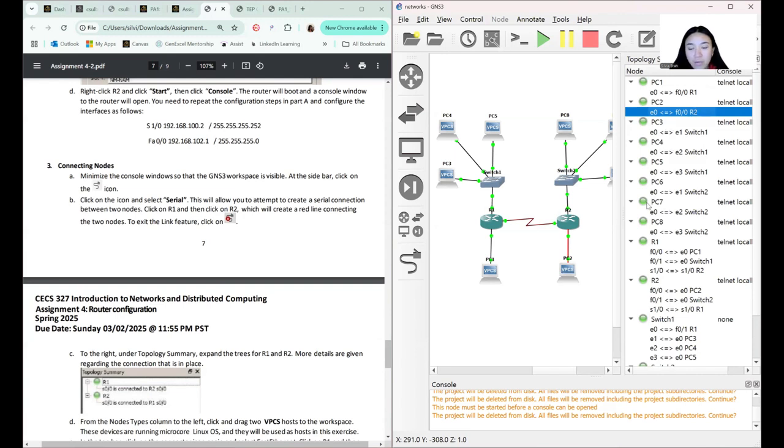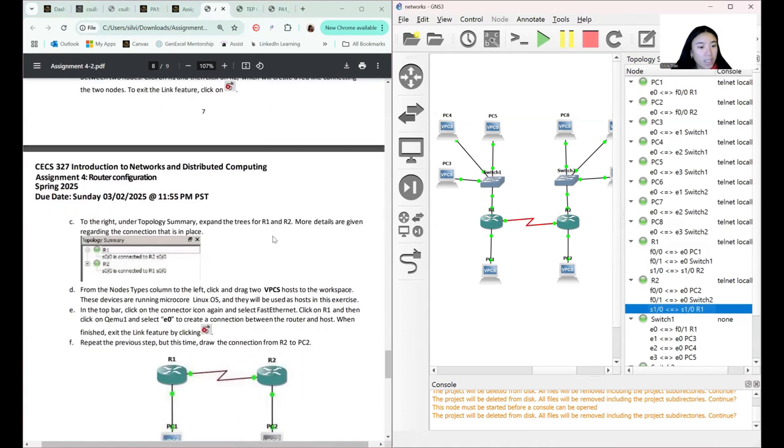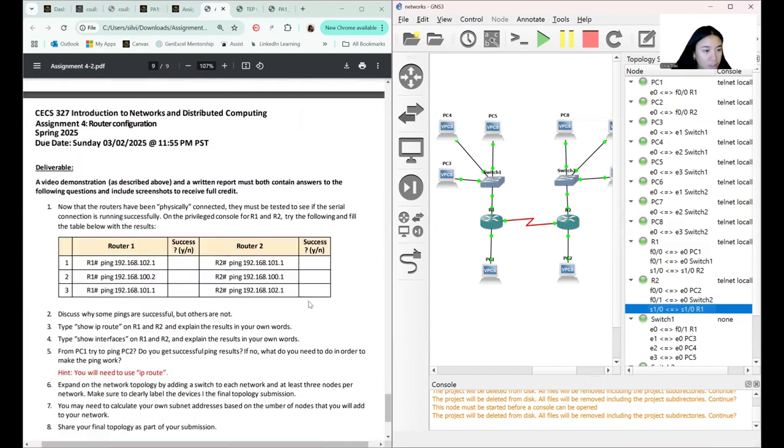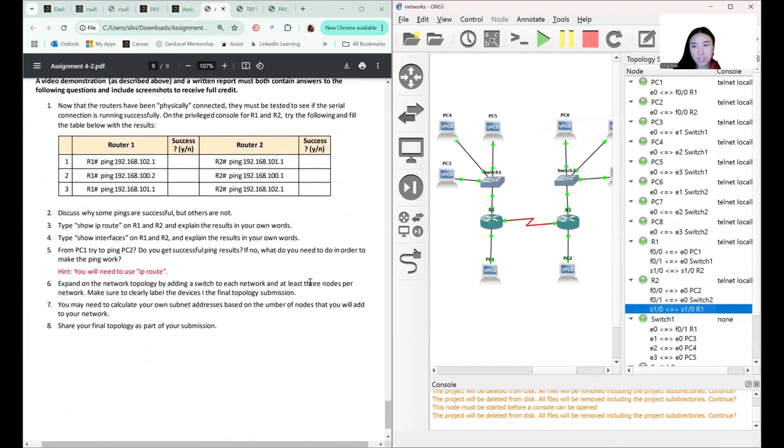And then between router 1 and router 2, as you can see right here, they are connected to each other on the serial 1/0 interface, as seen for router 1 and then router 2 right there. Continuing on, just to talk a little bit about some of the questions in the assignment. Question 1 says that now that the routers have been physically connected, they must be tested to see if the serial connection is running successfully, which I did.